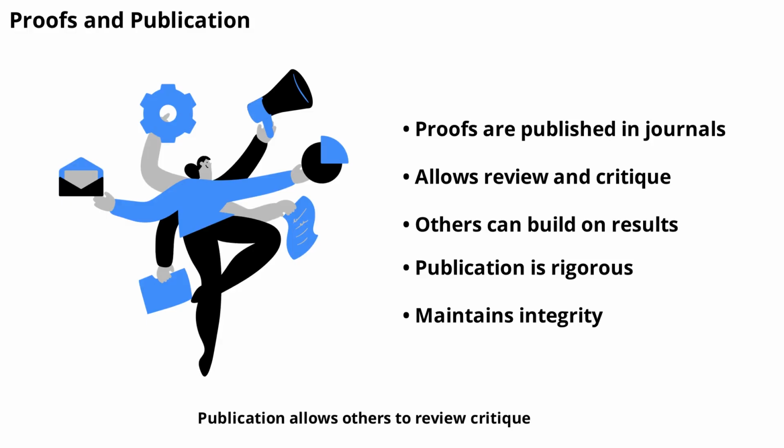Publication allows others to review, critique, and build upon the result. The process of publication is rigorous, ensuring that only high-quality proofs become part of the mathematical literature. This tradition maintains the integrity and reliability of mathematics.